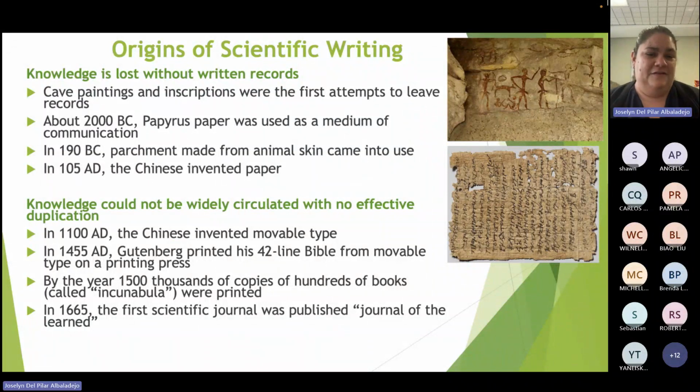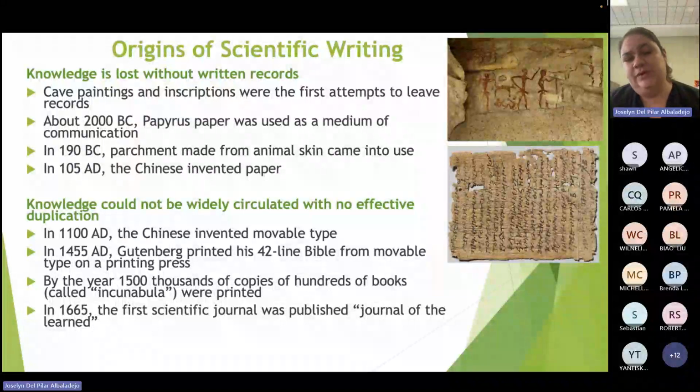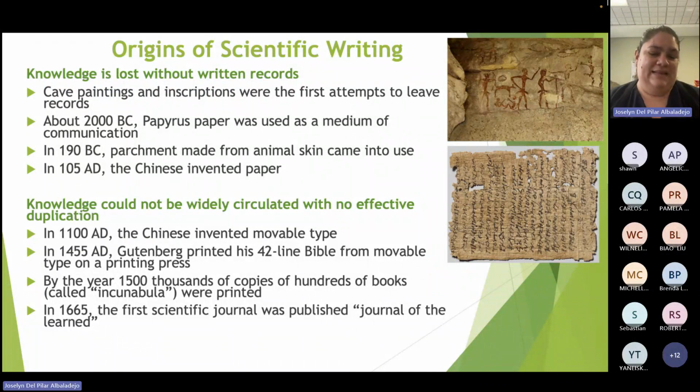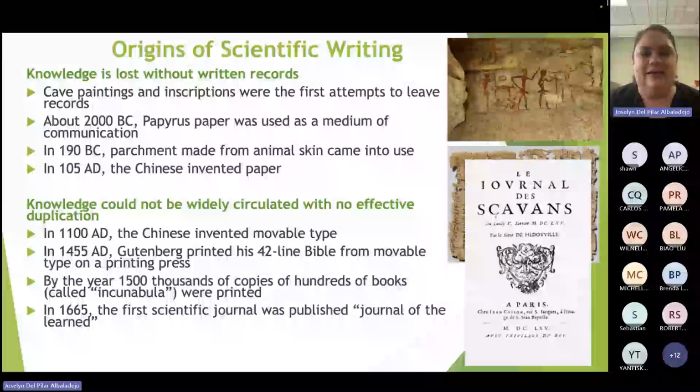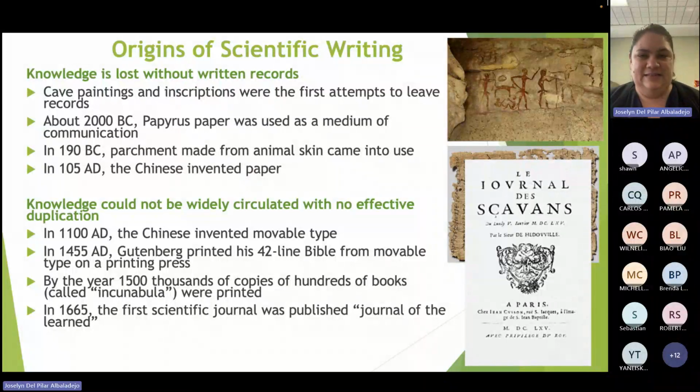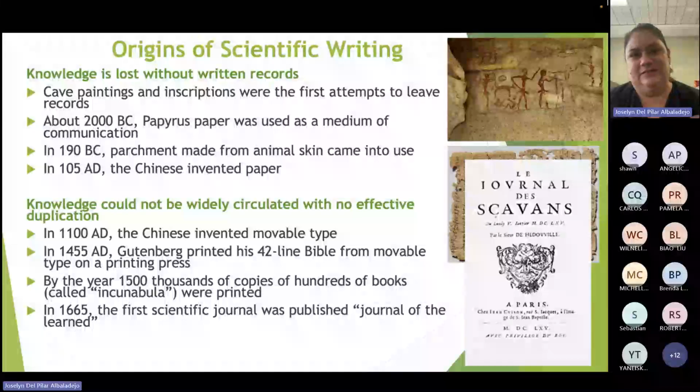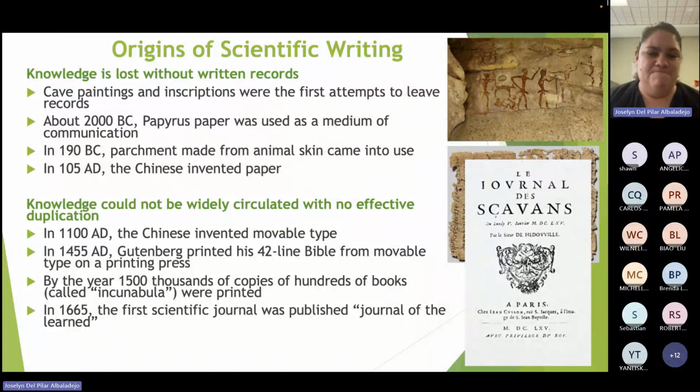Interestingly enough, the first scientific journal, or not scientific but academic journal, was written in 1665, and that was the Journal of the Learned, or as you see here in the title, the Journal des Scavans. Scavans meaning learning, right? So that's the first attempt to put into words, into paper, and disseminate what was considered scientific knowledge, right? Things that we learned.